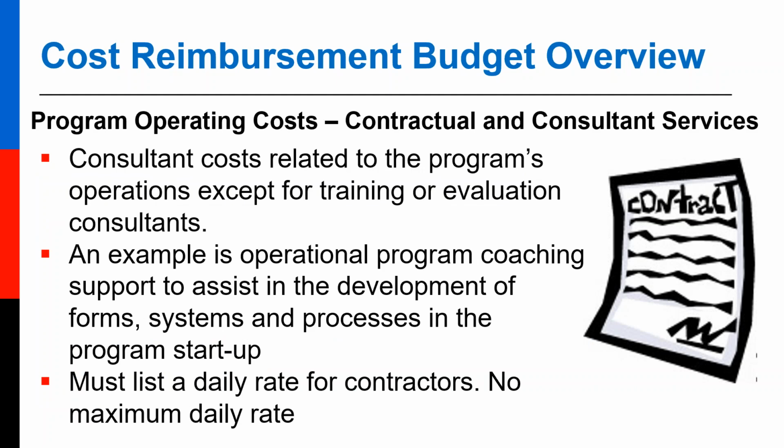The sixth subsection, section F, is contractual and consultant services. This subsection would be utilized for consultant costs related to the program's operations, except for training or evaluation consultants, which would be listed under subsection G or H, respectively. Examples of costs outlined in this subsection can include operational program coaching support to assist in the development of forms, systems, and processes in your program startup. And applicants must list a daily rate for any contractors, but there is no maximum daily rate.